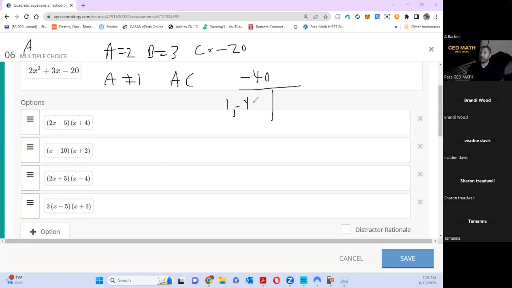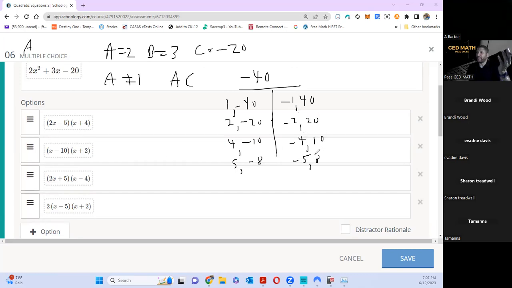So 1 and minus 40. Again, I go in order. I start with 1. 2 times minus 20. 3 doesn't go into 40. 4 and minus 10. 5 and minus 8. 6 doesn't go into 40. 7 doesn't go into 40. I already have 8, so you're done. Other side, I'm reversing the numbers. Minus 1 and 40. Minus 2 and 20. Minus 4 and 10. Minus 5 and 8.